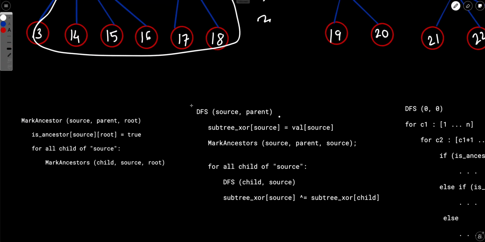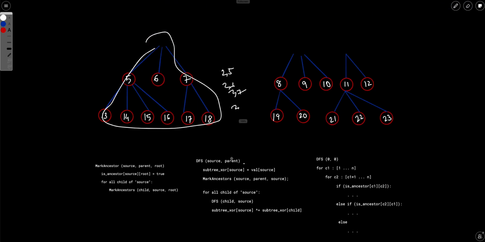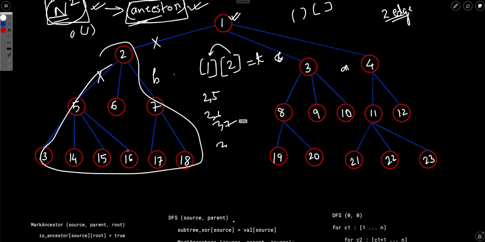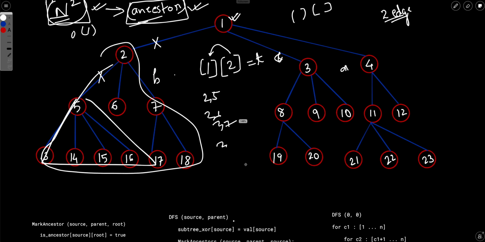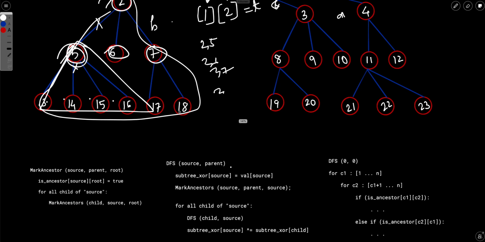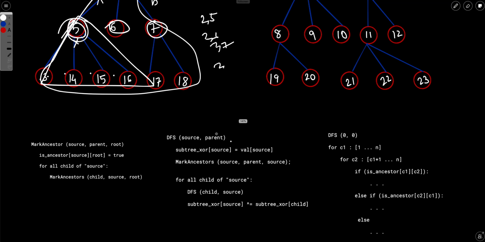So we need the XOR of a subtree, right? We need the XOR of this entire subtree, x of 2. We need the XOR of this entire subtree, x of 5. So how to calculate XOR? XOR of x of 5 will be simply XOR of this, and the value of 5. Similarly, XOR of x of 2 will be XOR of 5, XOR of the entire subtree of 6, XOR of the entire subtree of 7, and then XOR of the value of 2. So it's very similar to how you compute the sum of a particular subtree.